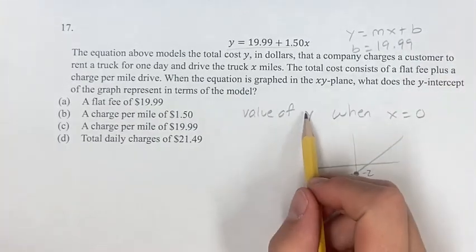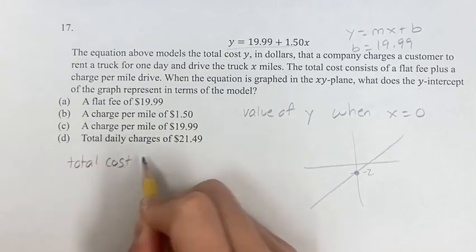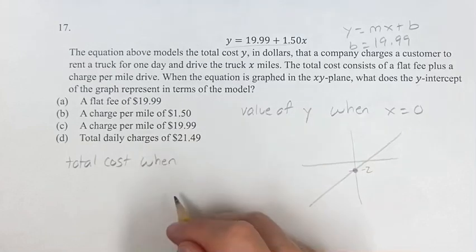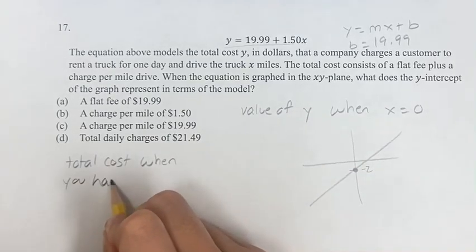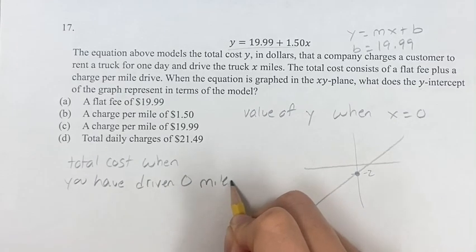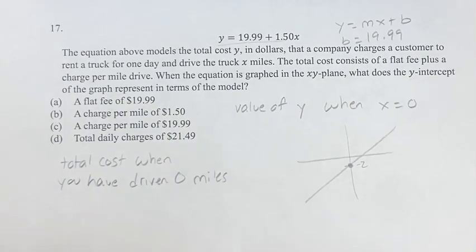Well, that means it's the total cost y. So it's the total cost when x is equal to 0, when the truck has been driven 0 miles. So that might still not be super clear when we think about it in terms of this problem. What does the cost when you've driven 0 miles mean?